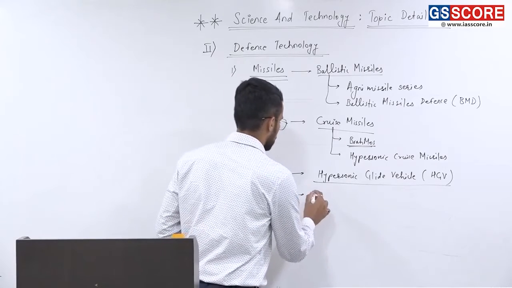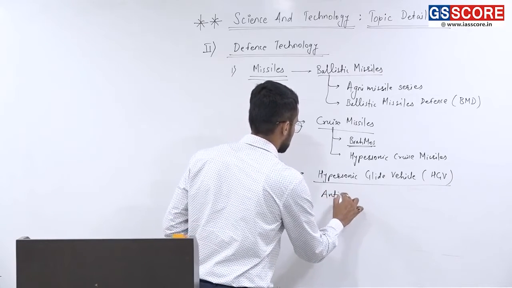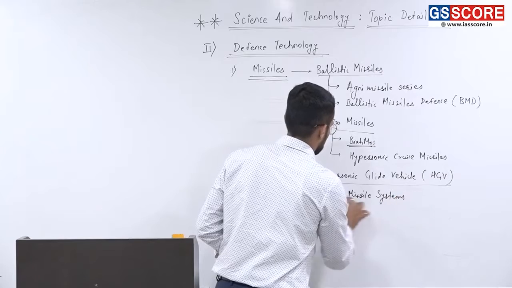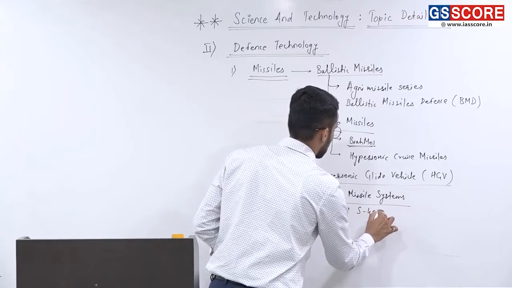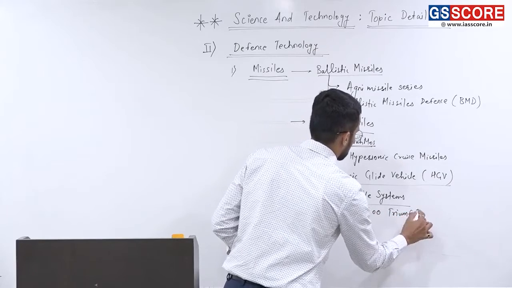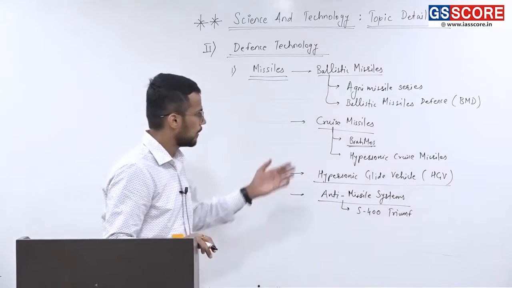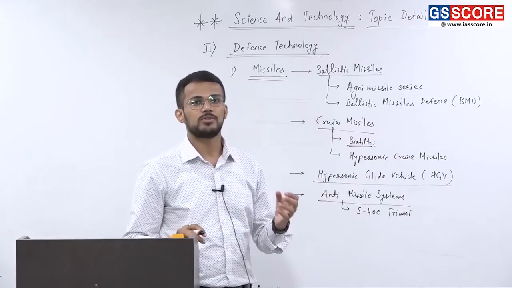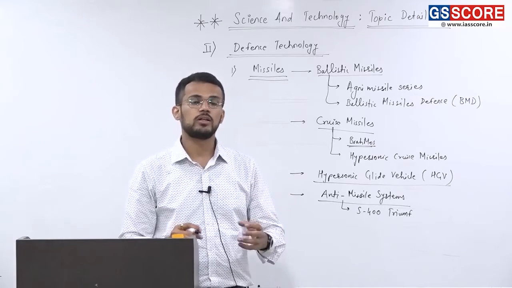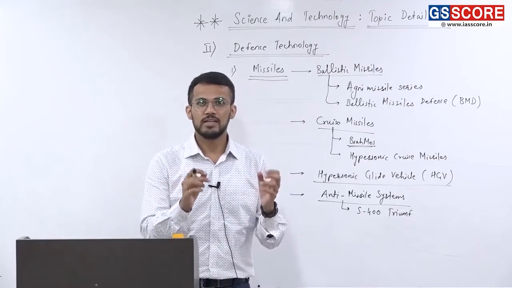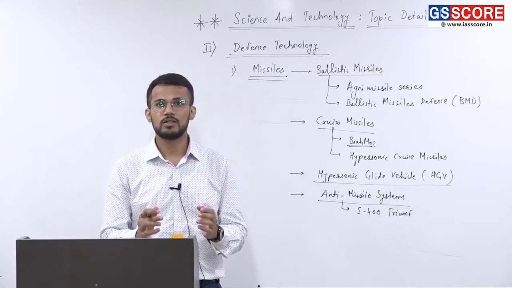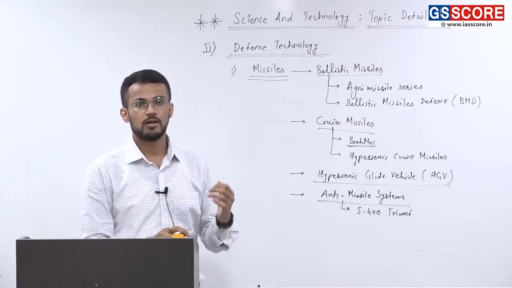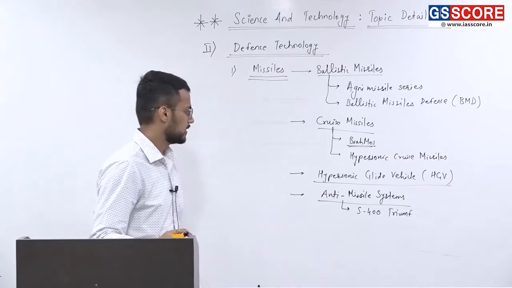Then you must also be aware of anti-missile systems, like S-400 Triumph. Even ballistic missile defense is an anti-missile system. Then there are other anti-missile systems like Barak 8. Then there is one anti-missile system named NASAMS, National Advanced Surface to Air Missile System 2, which will be procured by India from the USA. So that is anti-missile systems.